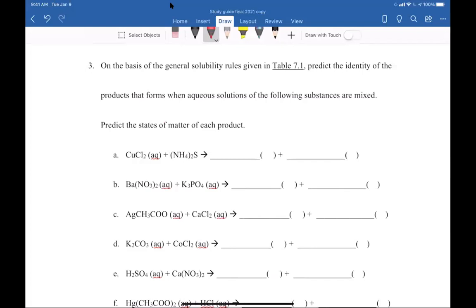Okay, I'm gonna do one example for number 3A, and then I'm gonna want you guys to do 3B by yourselves. So 3A, we need to write the products and we need to write the states of matter. So first things first, just like we did before, we have to split them. Okay, and we have to get the charges for each one.